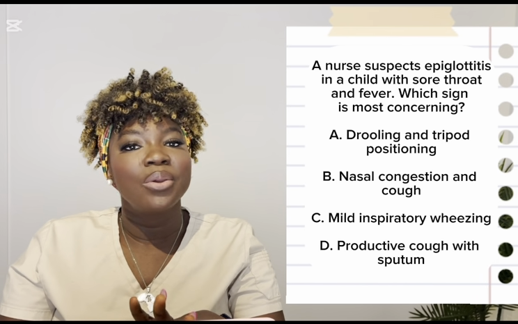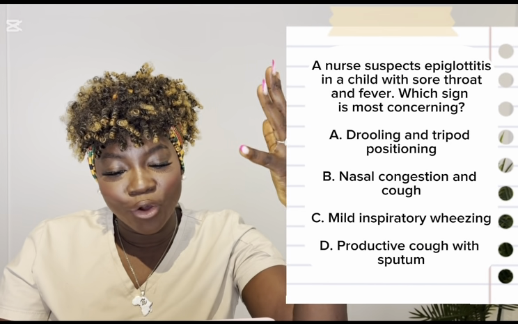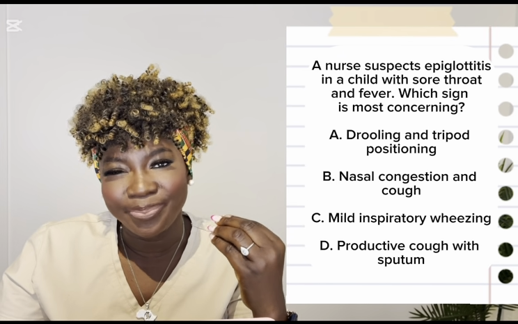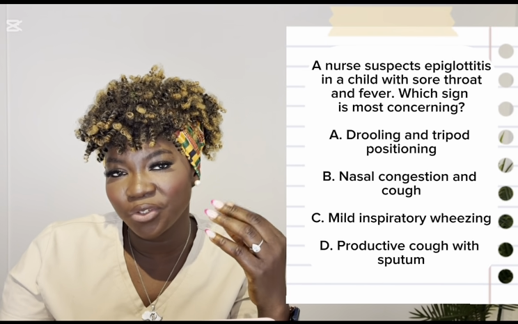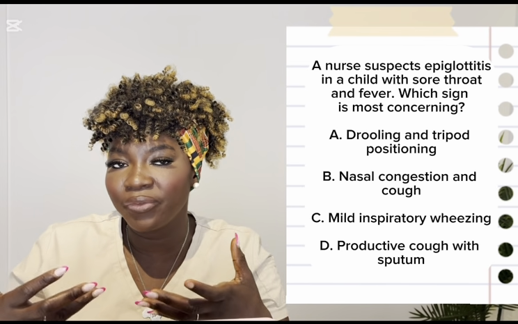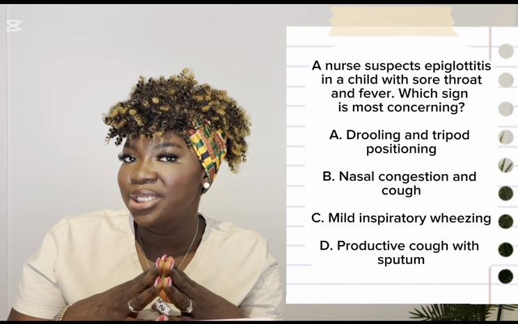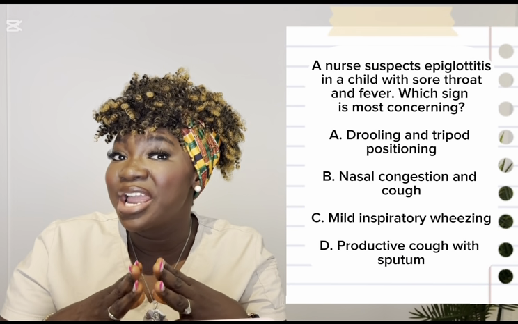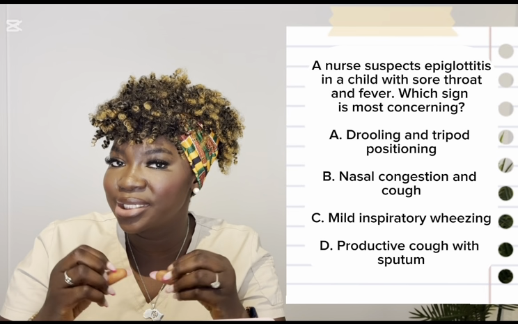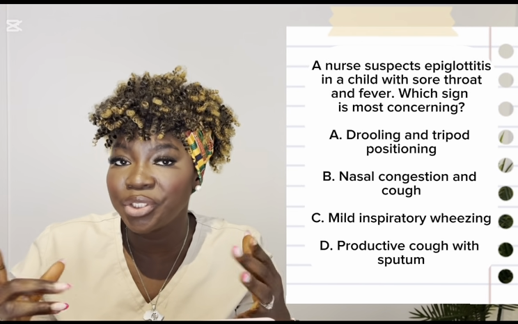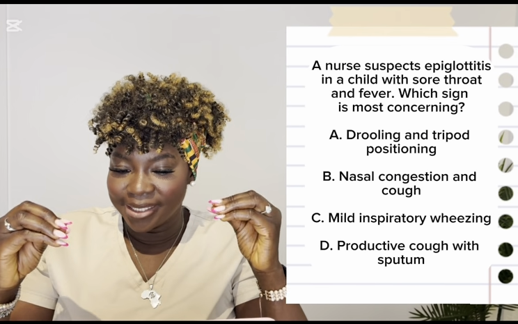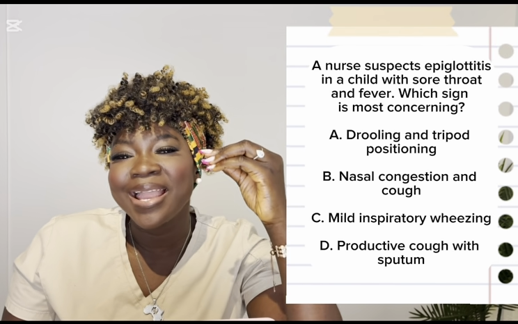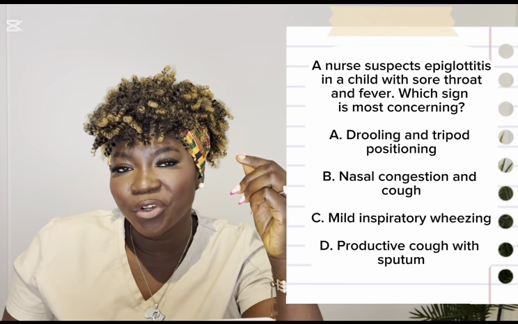Now I know you will ask me why. Because drooling and tripod positioning are expected in epiglottitis. Like I've explained, epiglottitis is a life-threatening bacterial inflammation of the epiglottis causing narrowing of the airway. In signs and symptoms, you see drooling, you see tripod positioning. Yes, the correct answer, drooling and tripod positioning, are expected signs and symptoms in epiglottitis.